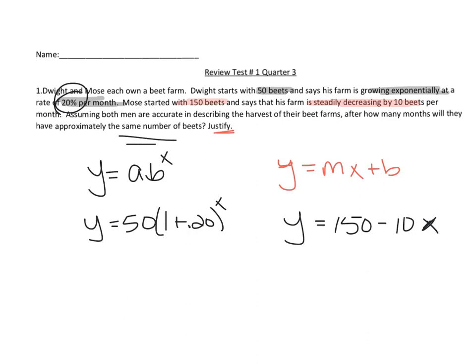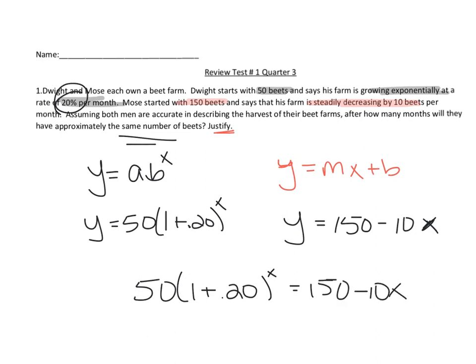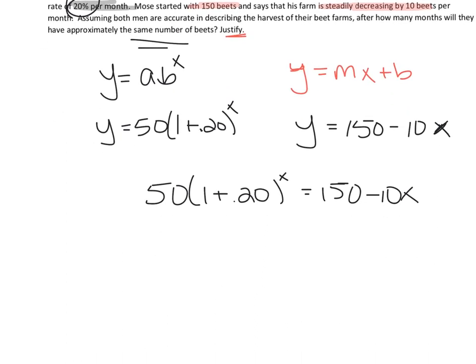Okay, they want to know when they will be the same. So you're going to set these two equations equal to each other, and then you're going to solve. Now, the problem with this is that the x value is in the exponent. This guy here on the left side is in the exponent. This is not. So the only way to solve this is by using our calculators and putting this into y1 and that into y2 and finding where they intersect.